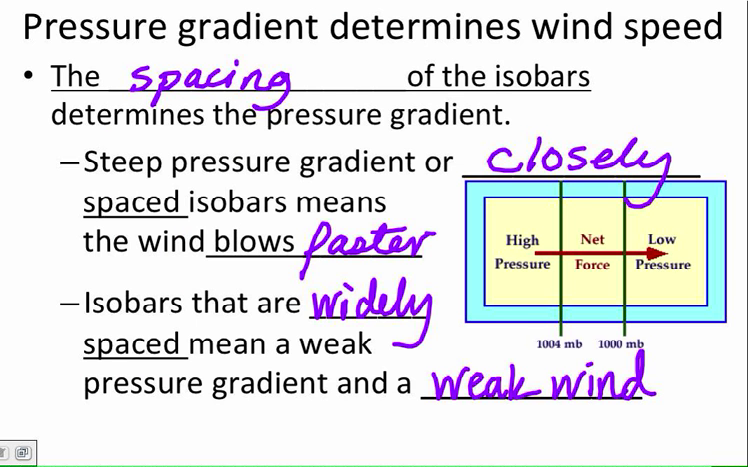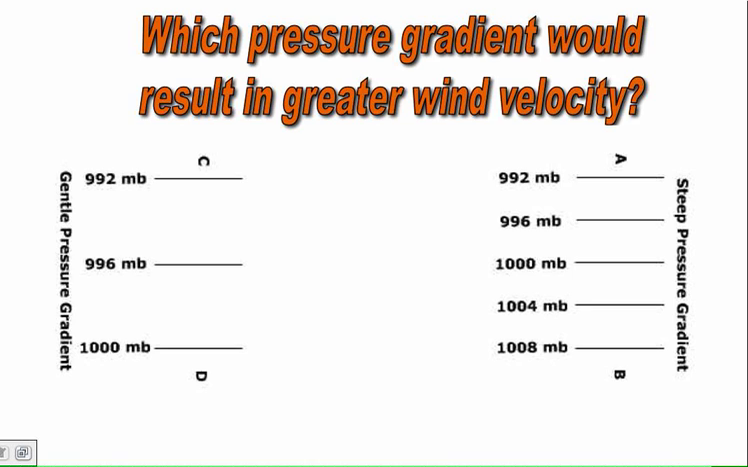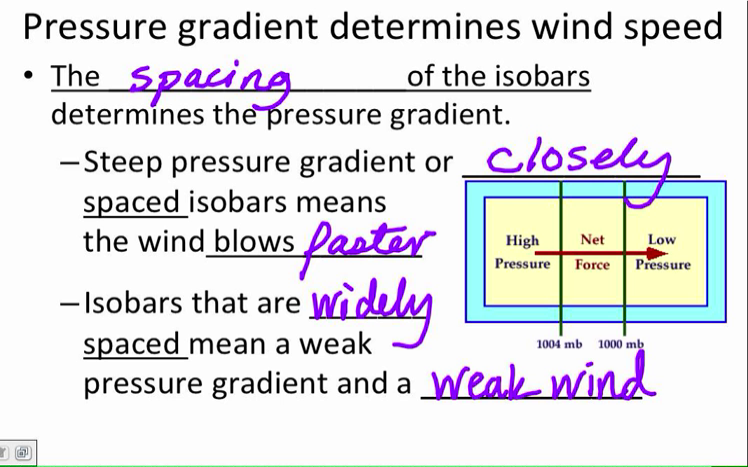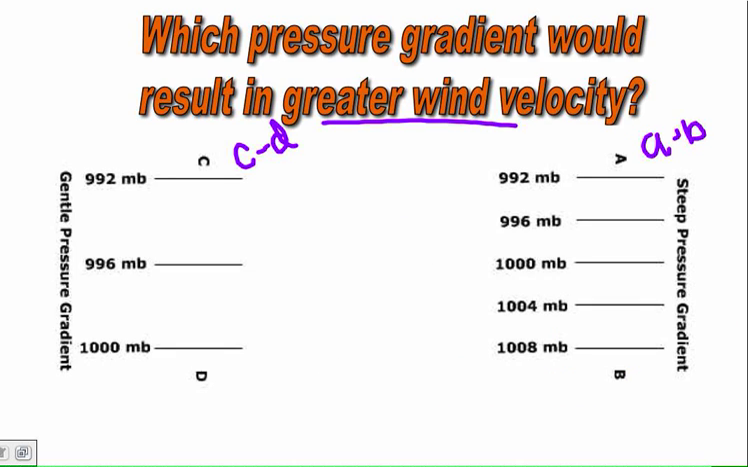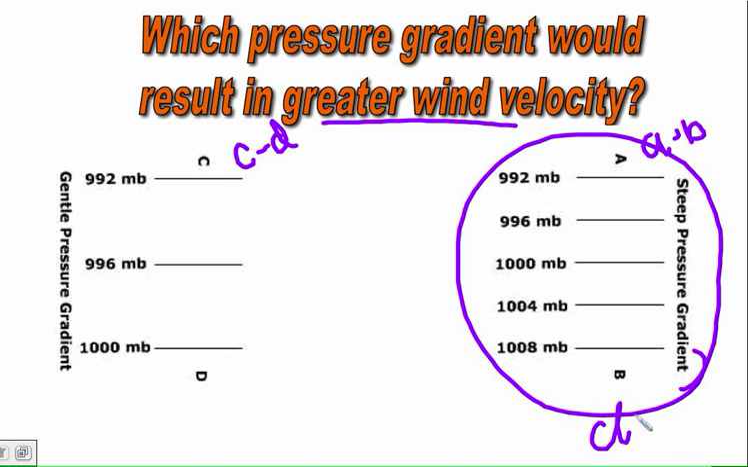So a little sample problem for you here. We can see two examples of isobars. I've got one set here, set CD, and I have another set of isobars here, set AB. I want to figure out which one would have the greater wind velocity or the higher wind speed. Looking back at my notes, if I want the wind speed to be faster, I'm looking for isobars that are closer together. So if I'm looking at the bars that are closest, I'm going to choose AB because their bars are much closer together.